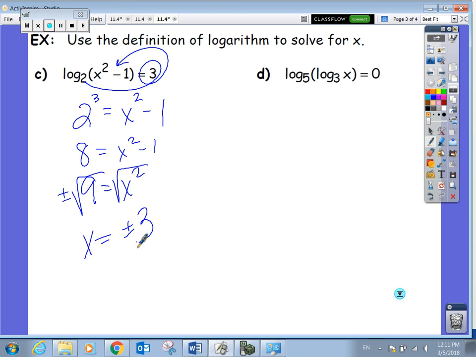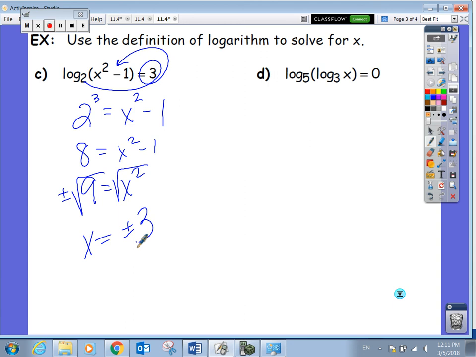Now, we don't automatically get rid of the negative 3. I never said answers can't be negative. I said bases and arguments can't be negative. So you have to check. This isn't one of those problems where you check to make sure that you did it right. You actually have to check to see if both of those answers work.